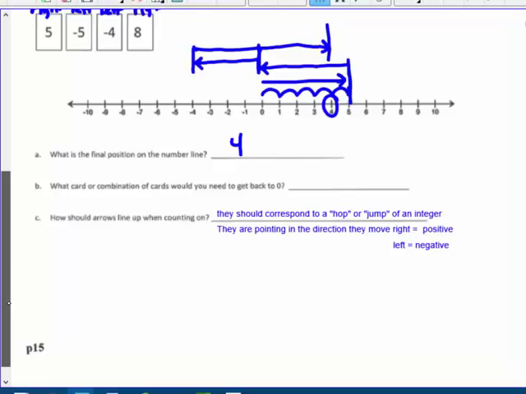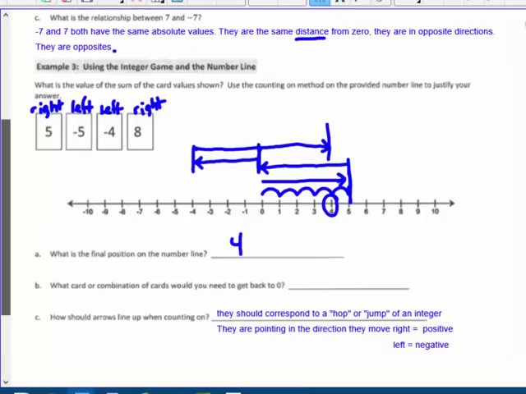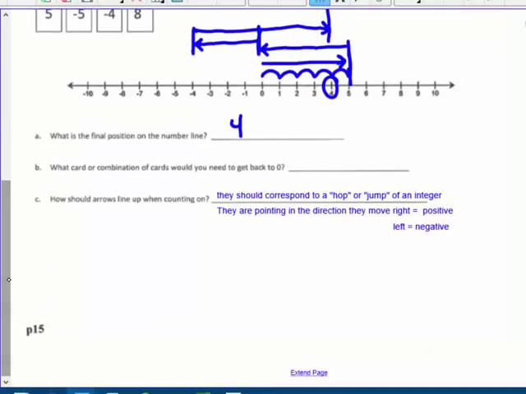So to get back to 0, I would need to move to the left 4, so I would need a -4 to get back to 0. Letter C, as you can see, I already filled it in.